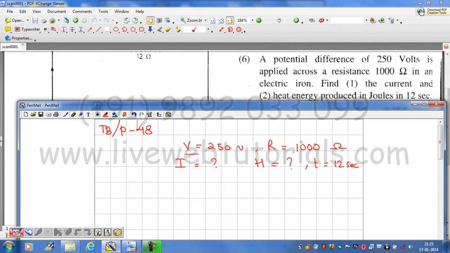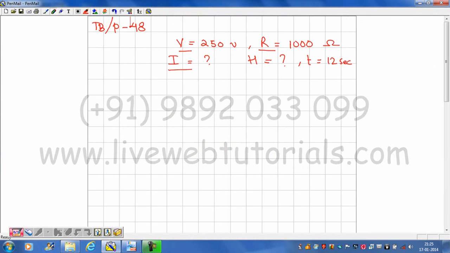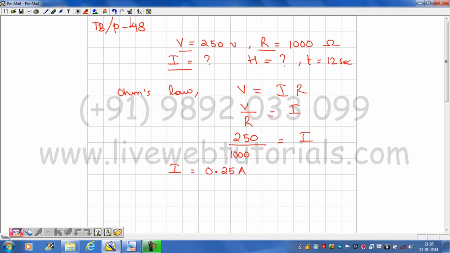Okay, now here V is given, R is given, I we are supposed to find. What is the simplest thing that we can do? Ohm's law. That's V is equal to IR. Correct. So V divided by R will give me I. V is 250 volts. Resistance is 1000 ohms is equal to the current I. If I divide this is going to give me the value of 0.25 amperes.